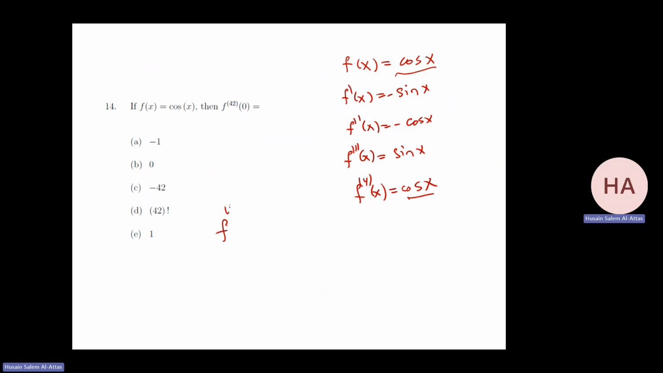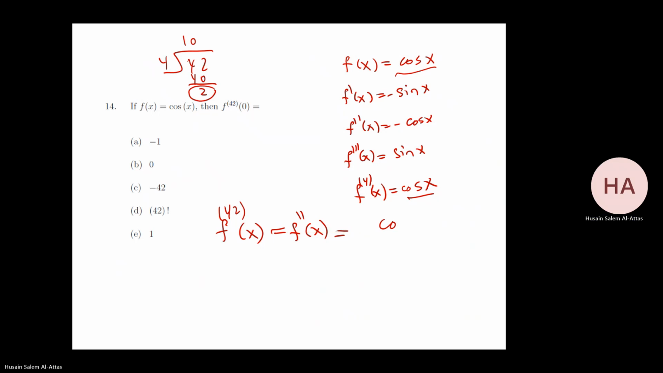So it will be the 42nd derivative. 42, if we divide by 4, you get what? 10, that is 40. The remaining is 2. So this is the same as the second derivative. And what is the second derivative? Minus cosine x. What I want is the 42nd derivative at 0. So it's minus cosine 0. Cosine 0 is 1, so that is minus 1. That would be my answer.